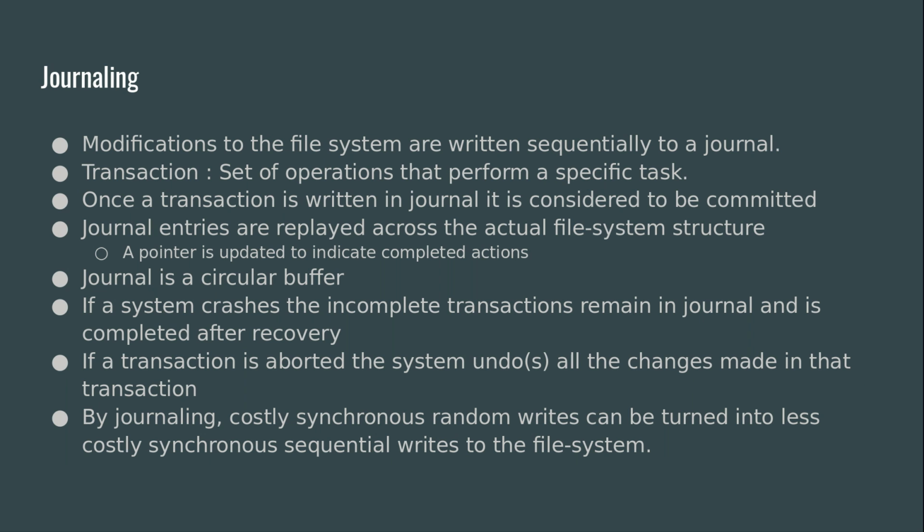Journaling. Modifications to the file system are written sequentially to a journal. This is called journaling, and it is written as transactions. A transaction is a set of operations that perform a specific task. Once a transaction is written in the journal, it is considered committed. Journal entries are replayed across the actual file system structure in due time. A pointer is updated to indicate completed actions, and the journal is actually a circular buffer.